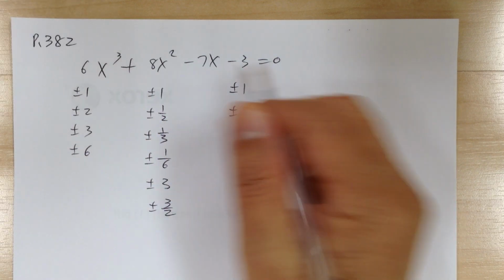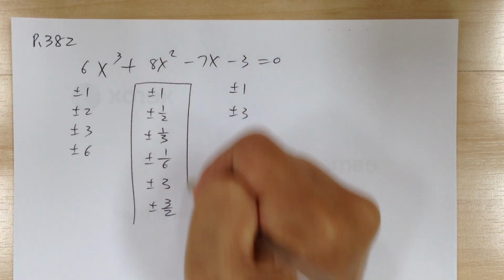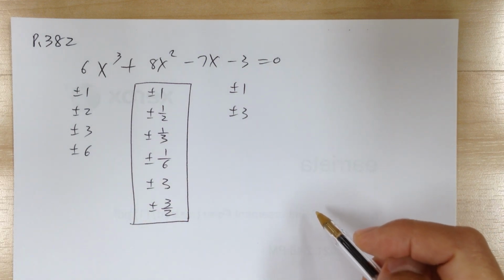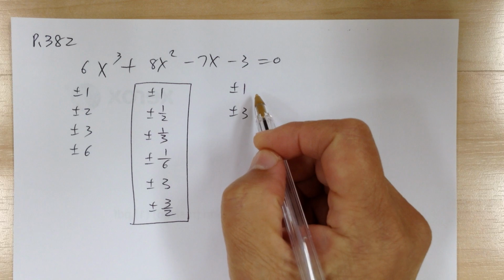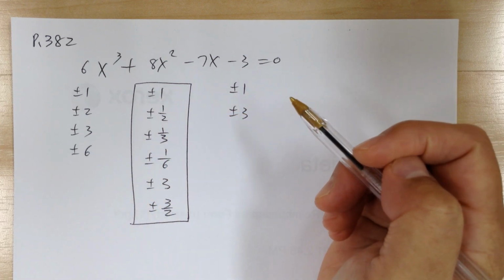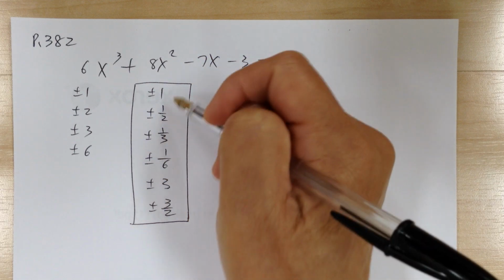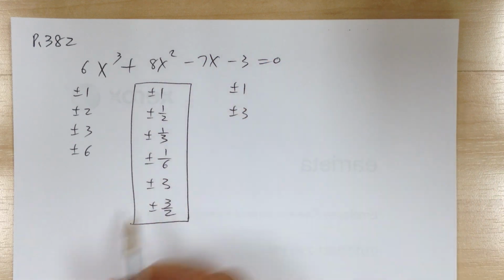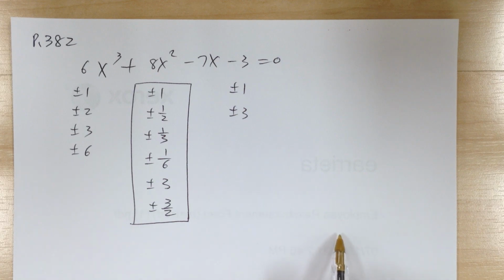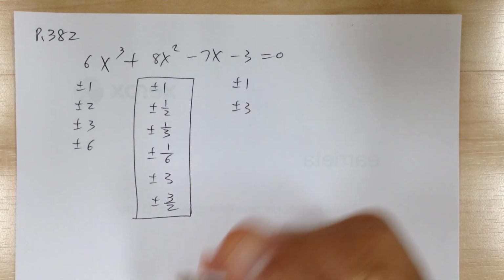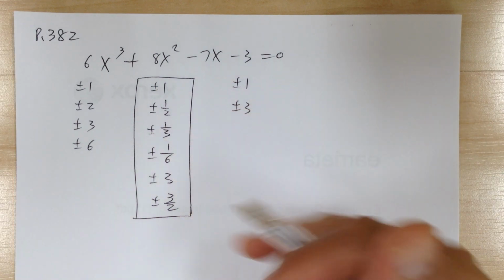Okay? So these are the lists that you want to try when you're doing the trial and error. Don't try any number that is not on the list, because it's not going to work. So this is the list of numbers that you want to try. And after that, you have to use synthetic division to try. Right? So since we're over here, let's go and try these things out.